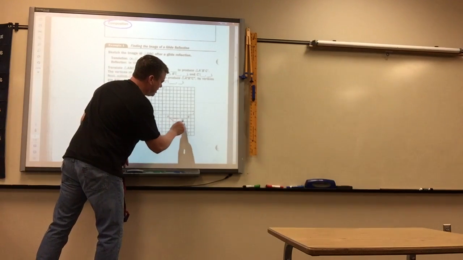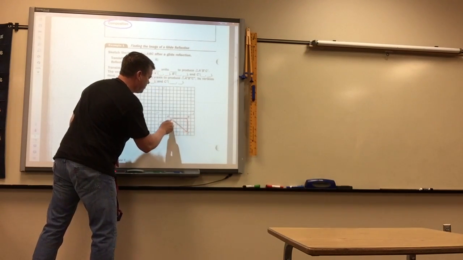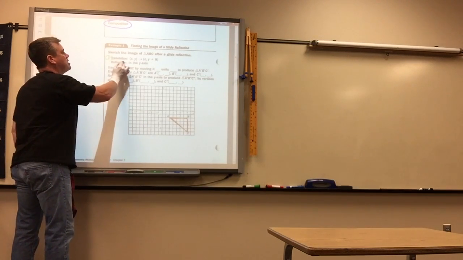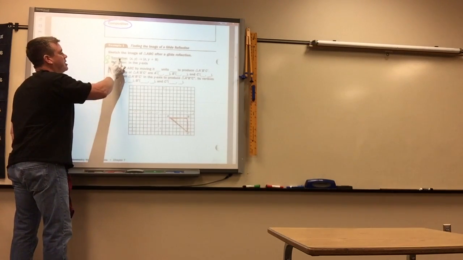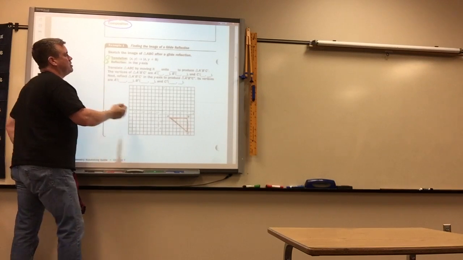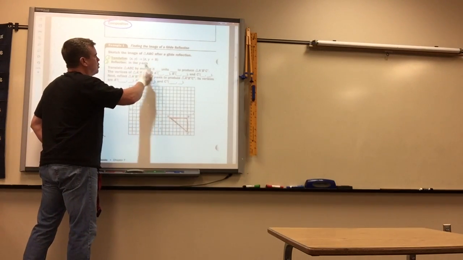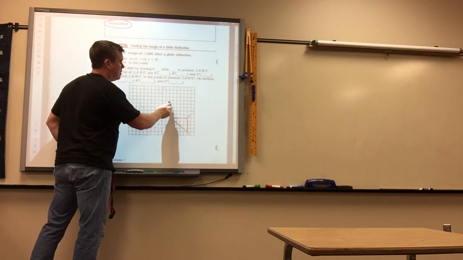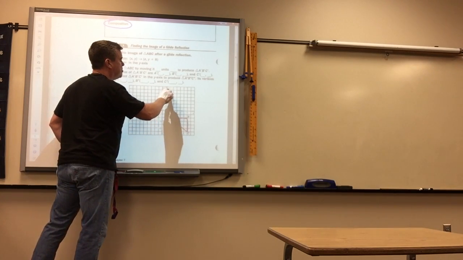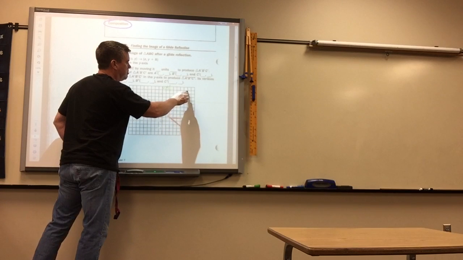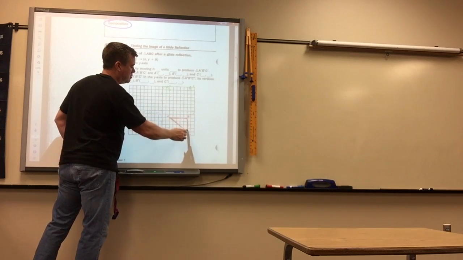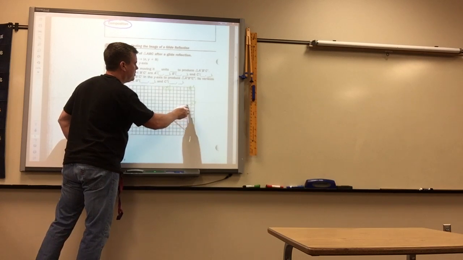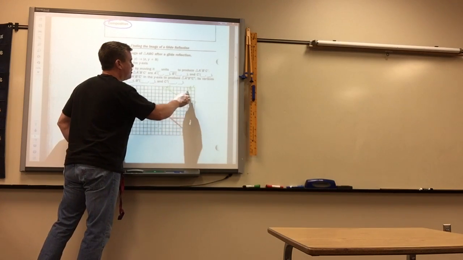So here's the triangle. They're going to do two things. First, they're going to translate it. Then they're going to take the image and reflect it. So this just means x, don't move it anywhere side to side, just move it up 8. So there's A prime, B prime, and C prime. So there's the first thing.